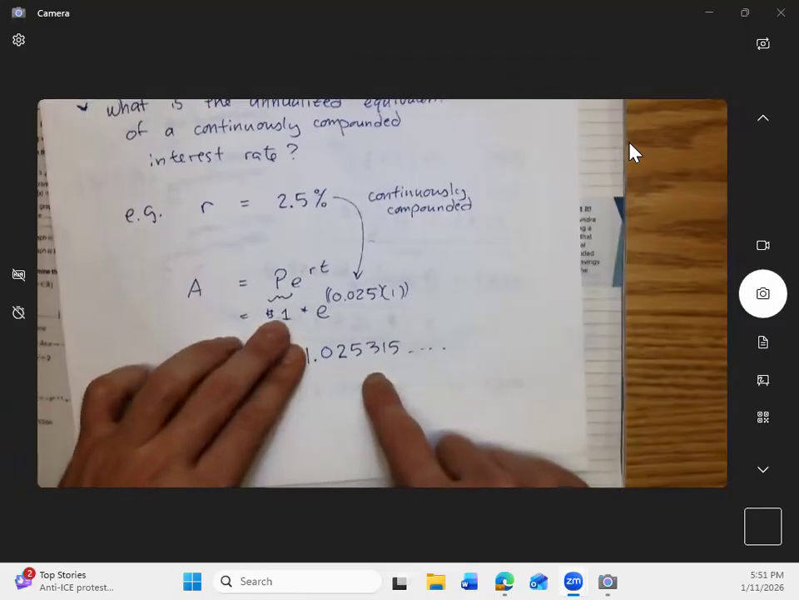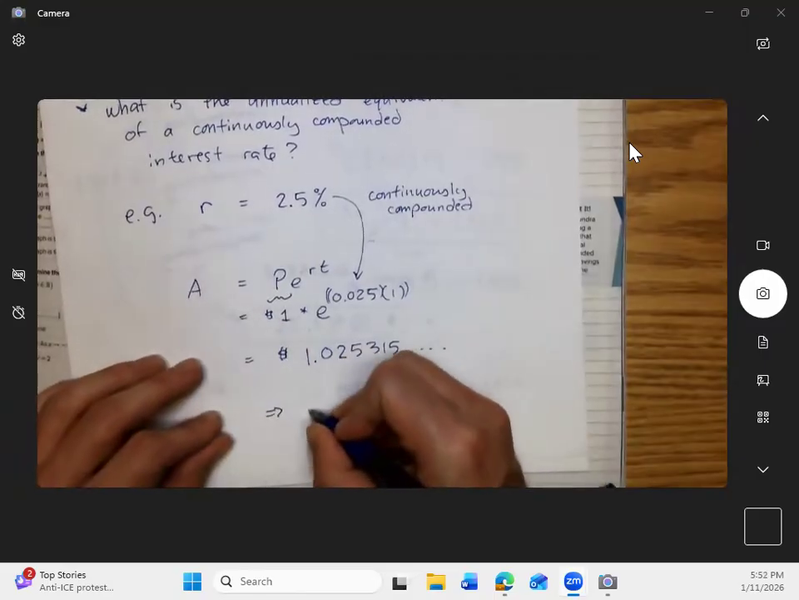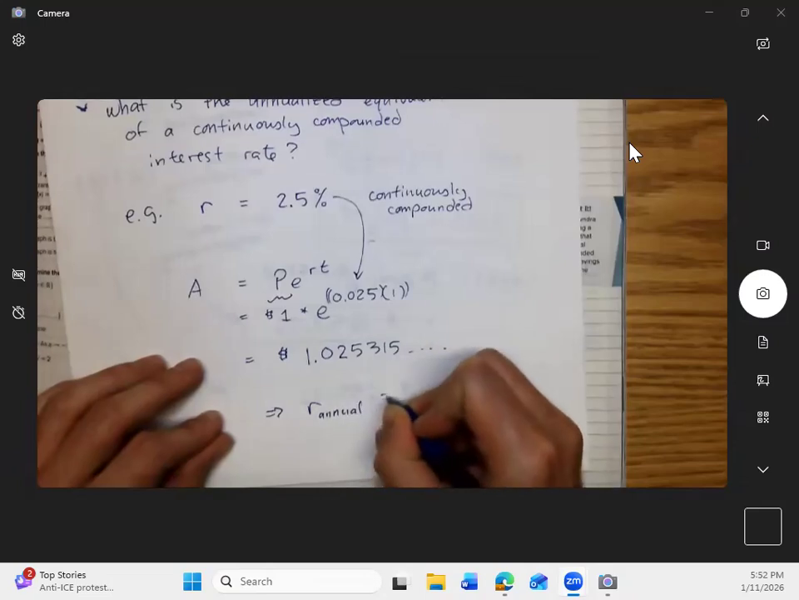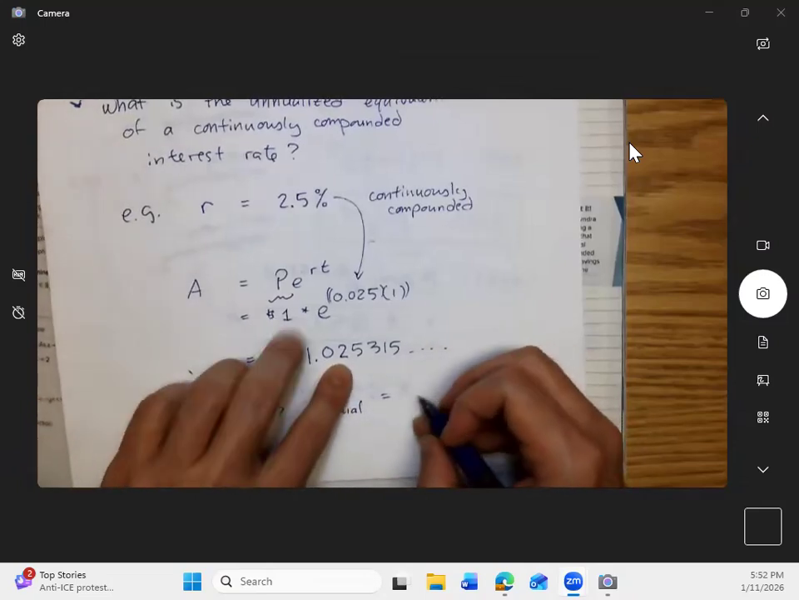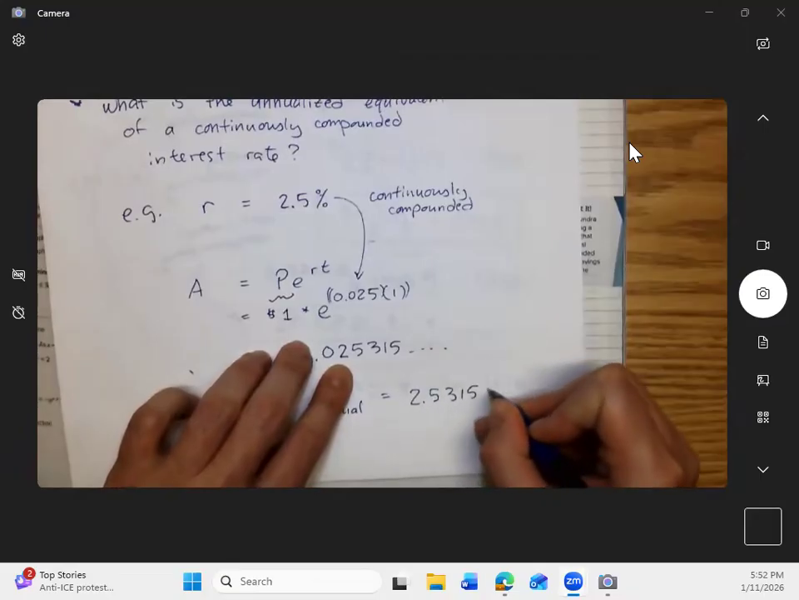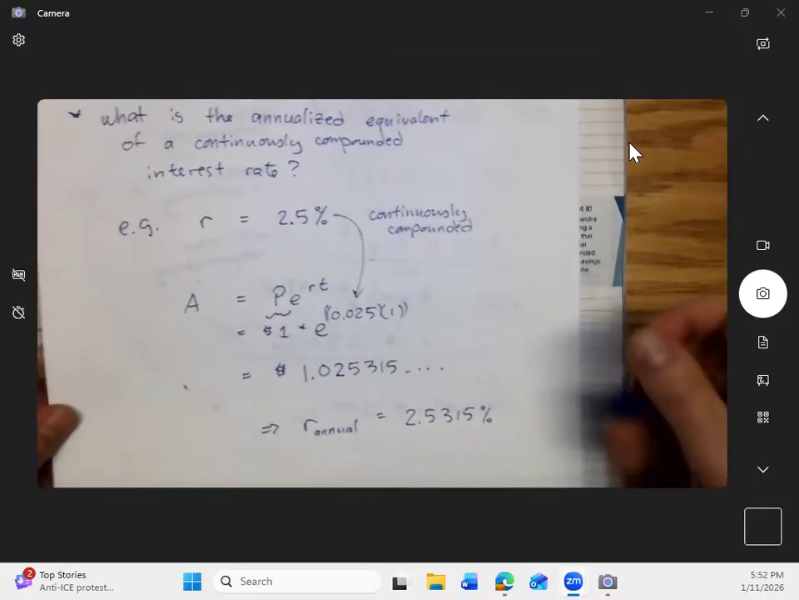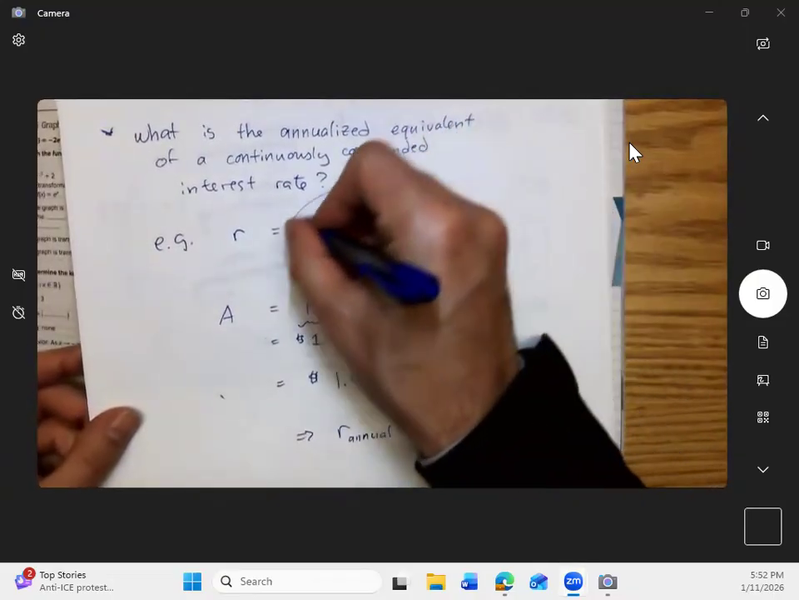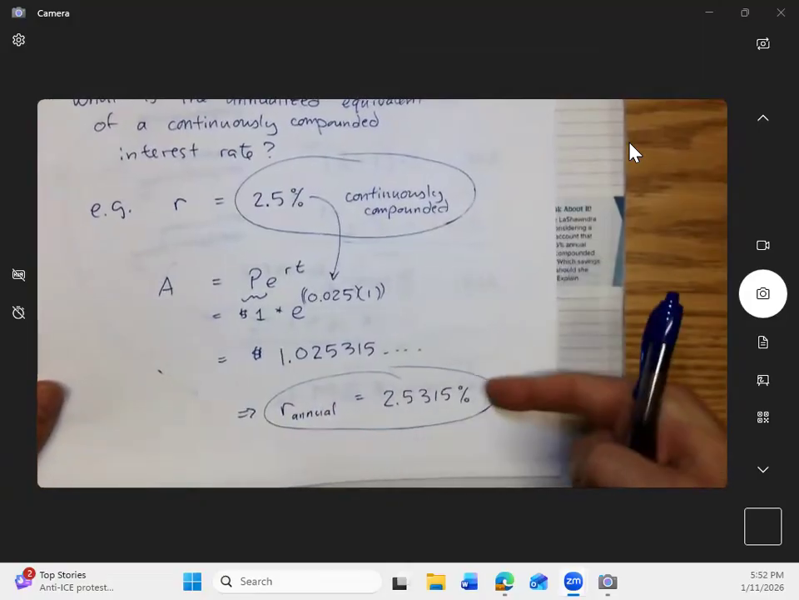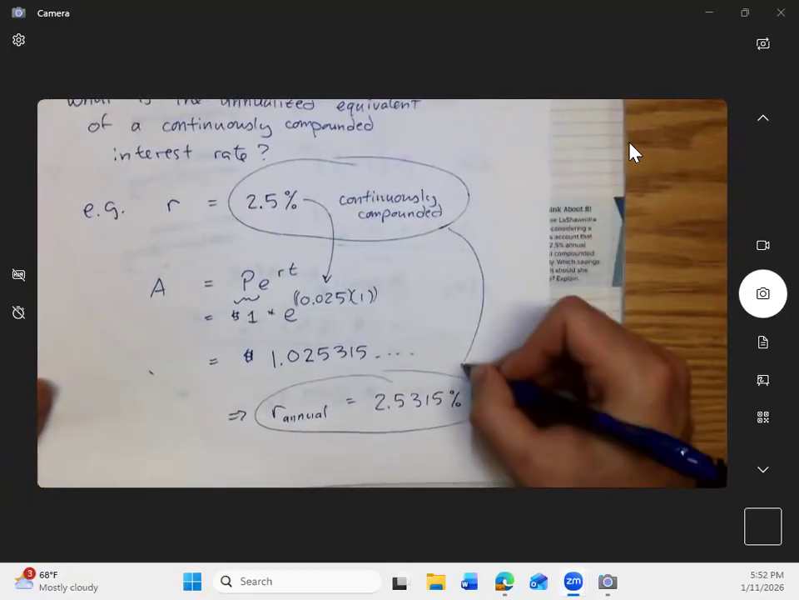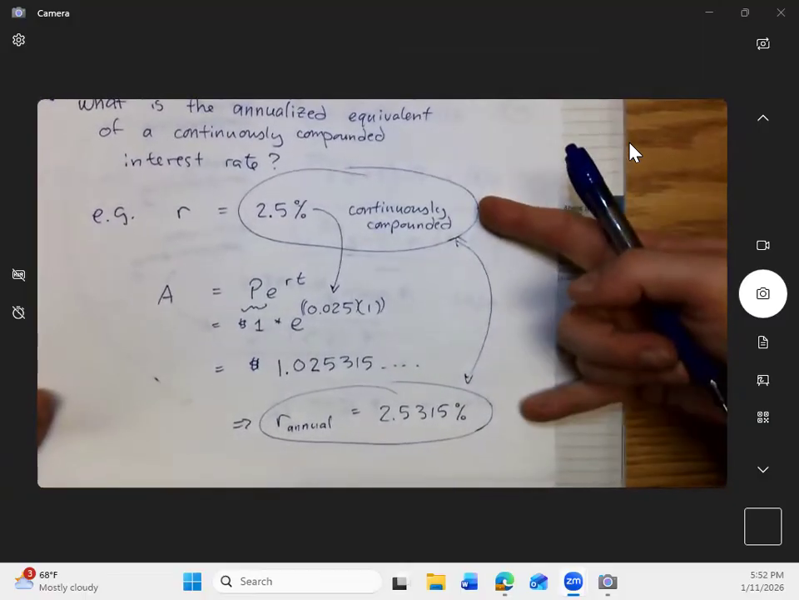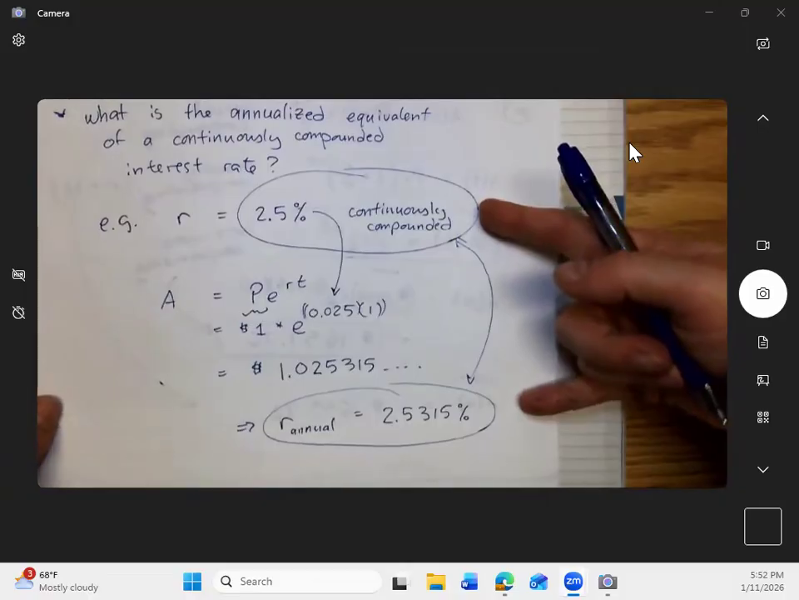If you turn that back into a percentage, the annual equivalent would be this right here. So roll this over two, that's 2.5315% approximately. Okay, so that's the answer. So 2.5% compounded continuously is the same thing as 2.5315% compounded annually. So if the bank advertised this or if they advertised this, it's an equivalent scenario.